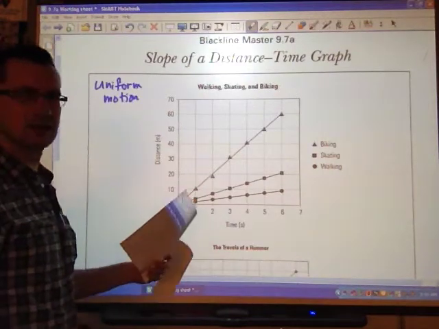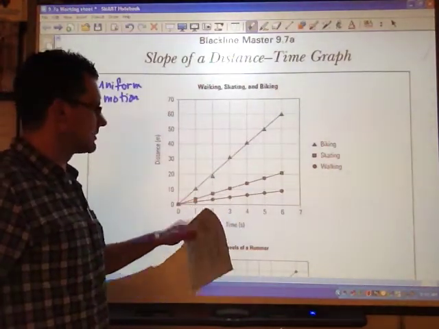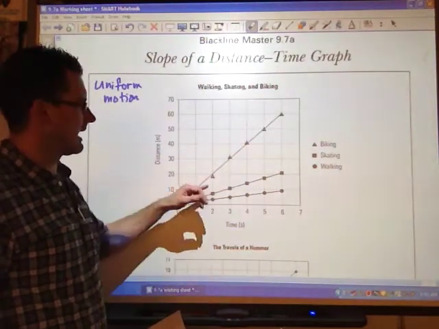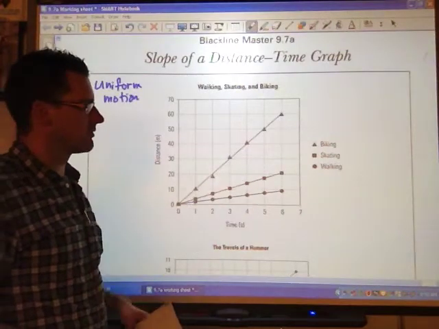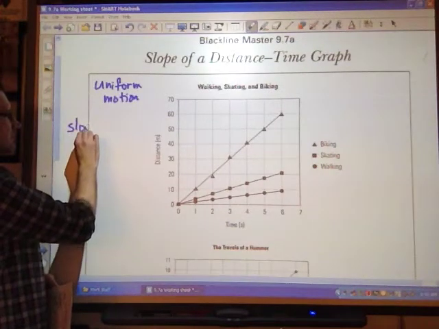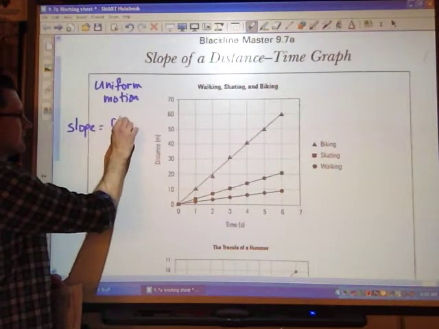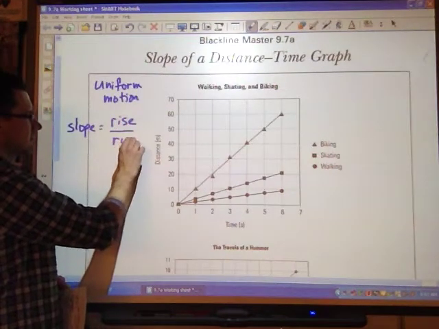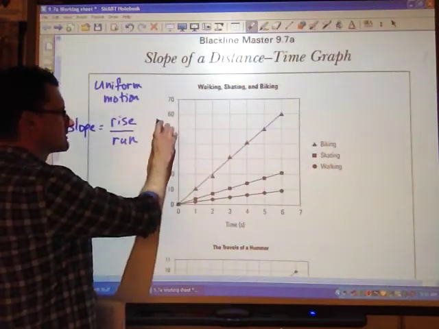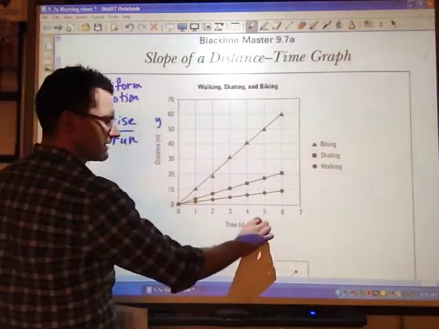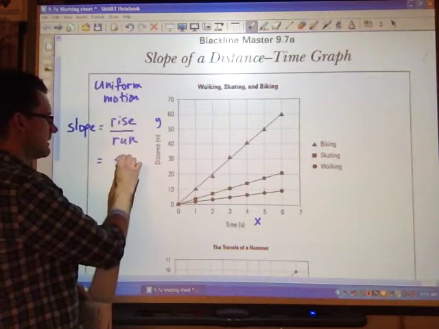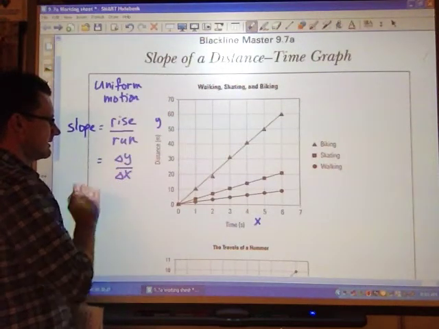So if we look at this and think back to math class, you can see that the biking line has the highest slope, the skating one has the next highest slope, and the walking has the smallest slope. And you may recall from math class that when you take the slope of a line, you do that by looking at rise over run. In our case, the rise, which usually in math is the y-axis, and the run is the x-axis, so we can say change in y over change in x. That's how we do that.